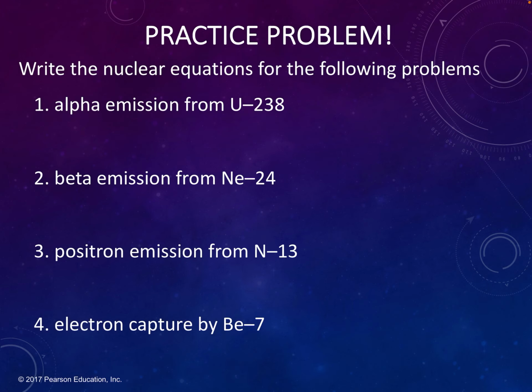All right, I have some for you to try. Go ahead and pause here and try to do the nuclear equations for these problems. So you've got an alpha emission, beta emission, positron emission, and electron capture, and a bunch of different radioisotopes there. So go ahead, pause here, try these out, and then come back when you're ready to see the answers.